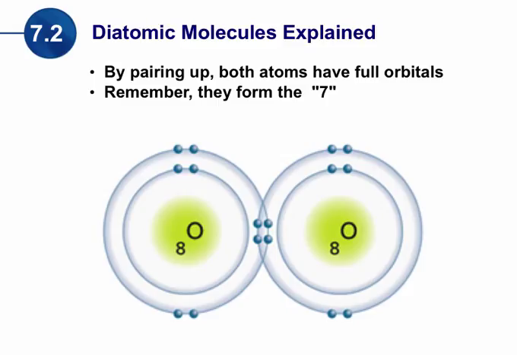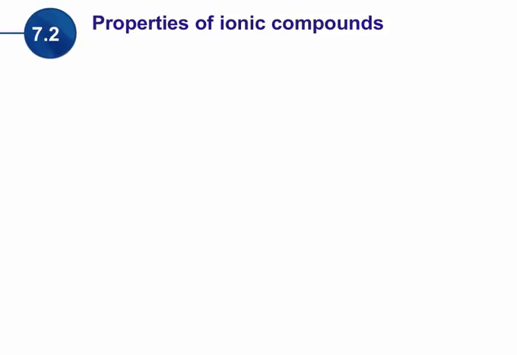So just like before, the diatomic molecules have 4 electrons here that are shared. They count as 4 electrons on the outer shell of each of the oxygen, and that's how we have diatomic molecules. Well, let's look at some of these properties, because an ionic compound and a covalent compound have unique properties.